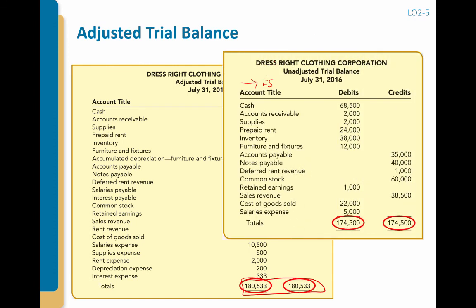And then we see our unadjusted trial balance. If we look at it, so we've actually added several entries to this, including our prepaid expenses, our accruals, our accrued liabilities, and also our estimates.